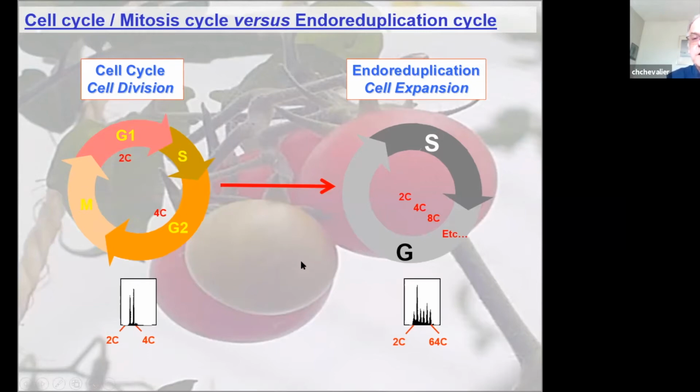In the endoreduplication cycle, you no longer have the mitosis phase, and the cycle turns like that and produces 4C DNA content, 8C, 16C, and further and further on. That's the typical graph for an endoreduplication system, and this is related to cell growth, to cell expansion.